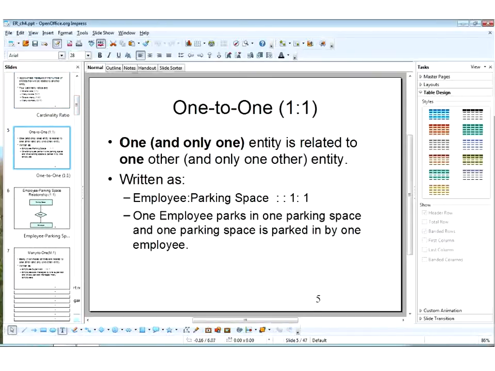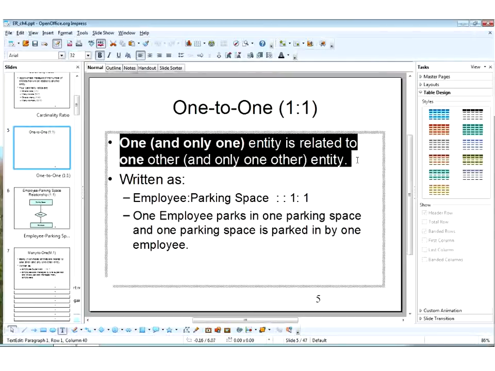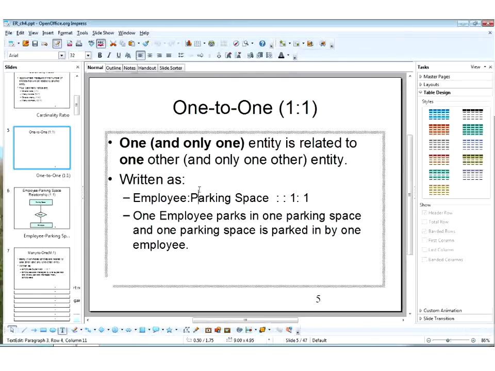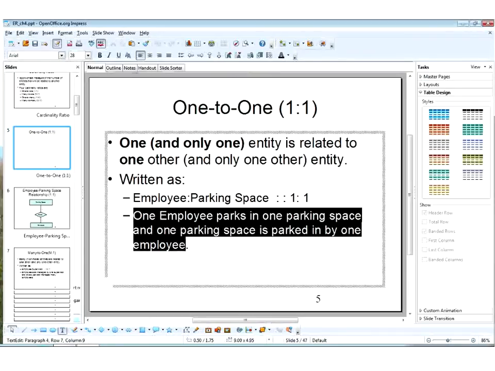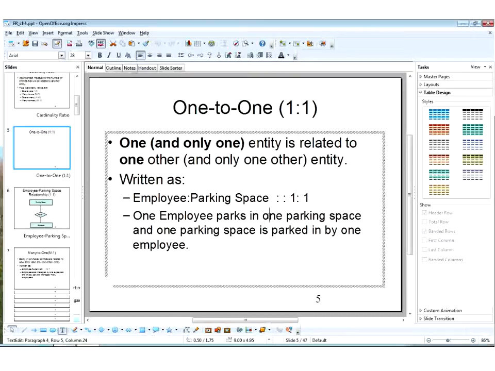So 1 to 1. This is where only one instance of an entity is related to an instance of another entity. Written as, one side to one side. So here we have a 1-to-1 relationship between employee and parking space. And here's the English that makes sense of it. One employee parks in a parking space, and one parking space is parked in by one employee. One parking space per employee. An employee only has one parking space. Okay, so makes sense.